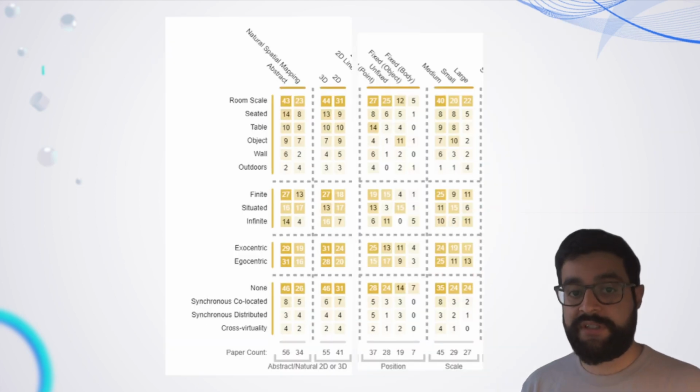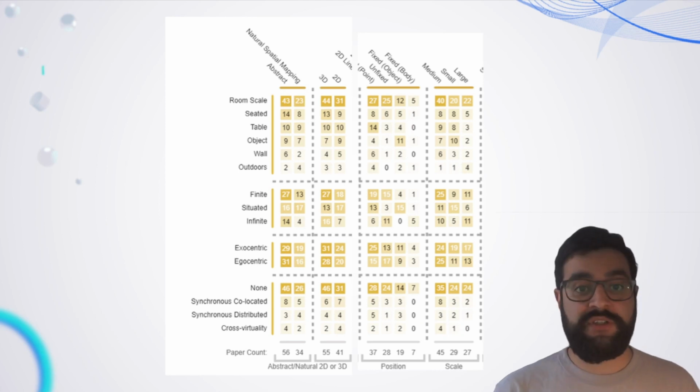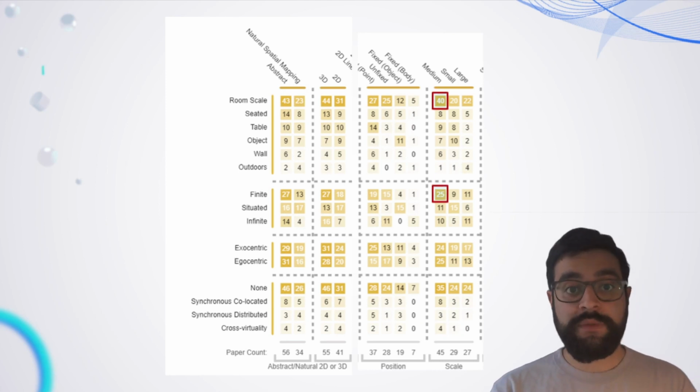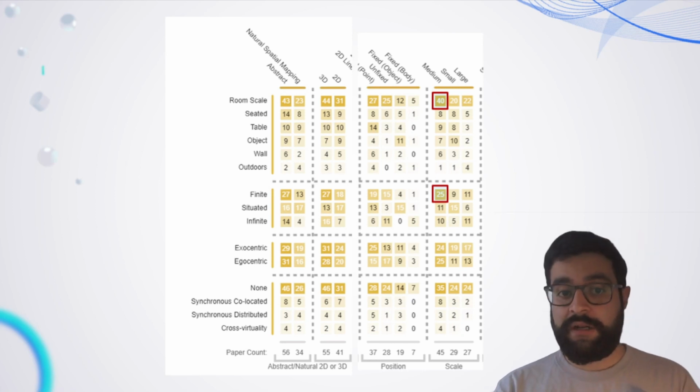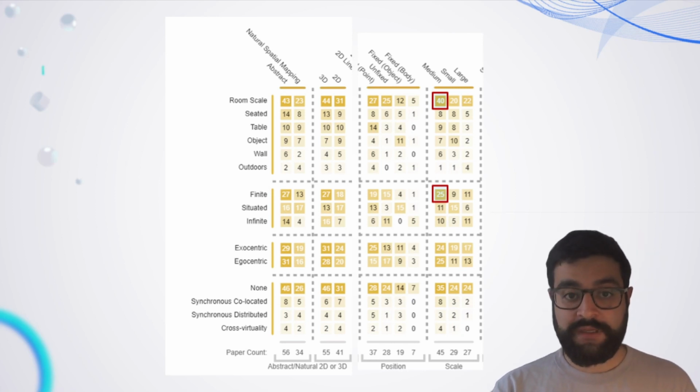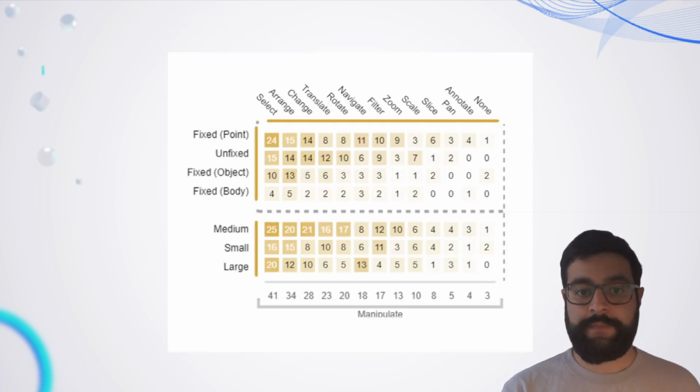Take, for example, the differences in how researchers presented space while using different scales of visualizations. Medium, human-sized visualizations were displayed in finite room scale spaces. Small, hand-sized visualizations were situated to objects, and large visualizations utilized infinite virtual spaces.